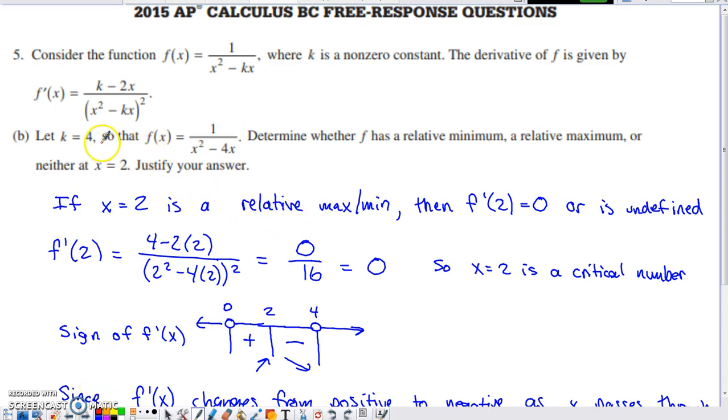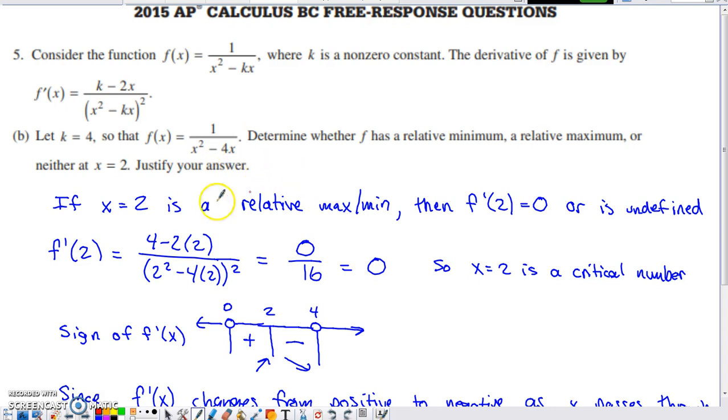Part B gives us a new value of k. So now k is supposed to be 4, so here's what the function looks like when that happens. We're asked to determine whether the function has a relative min, relative max, or neither at the x value of 2, and then as always justify that answer.